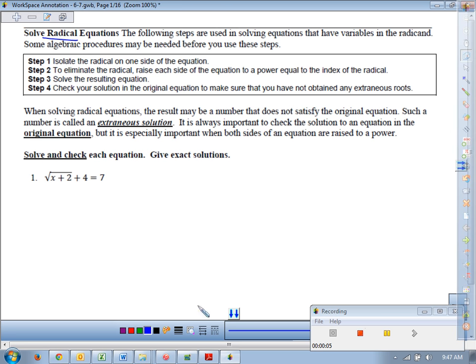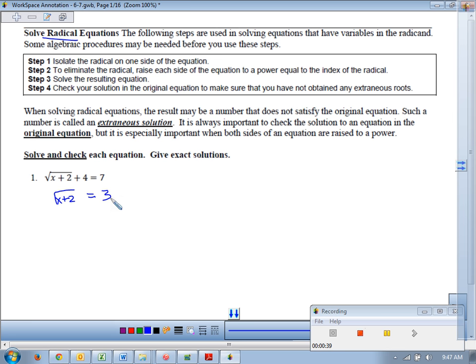So you see in here that we have a square root, or any kind of root. It could be a cube root, fourth root, whatever. We got a root in here. Cool? Idea is to get the root on one side of the equation first. Is there anything being added or subtracted to that radical? We got plus 4. So we'll get rid of that plus 4. How do we get rid of that plus 4? Subtract 4. So the square root of x plus 2 should equal 3.